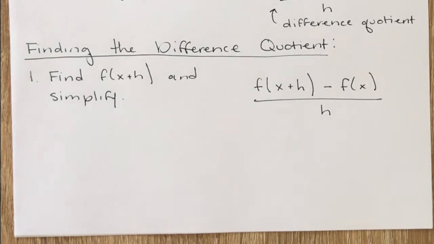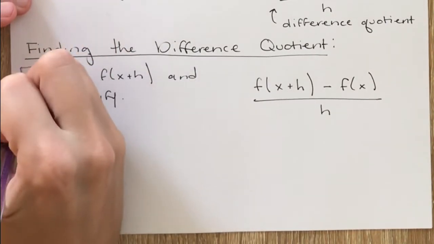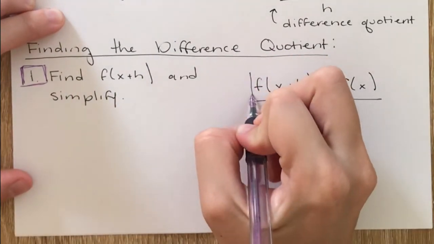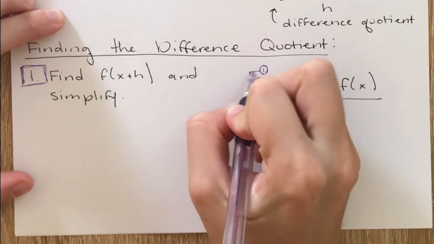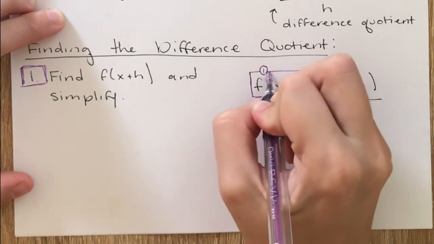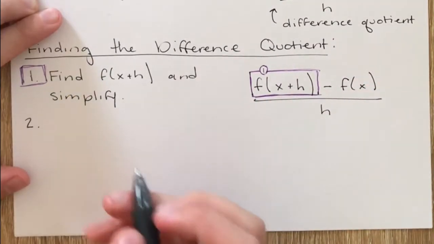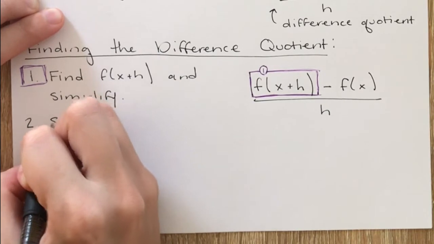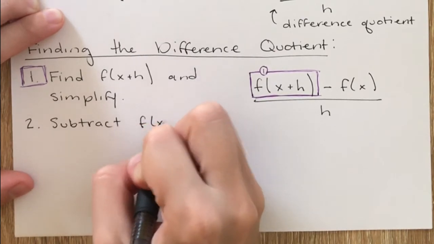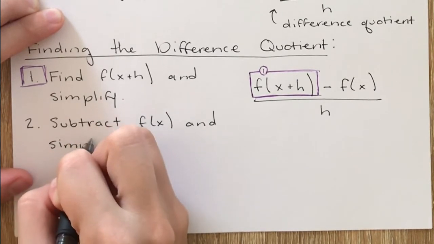I'm going to use a different color here to show what we're doing. So step 1, I'm going to show that in purple. Finding f of x plus h, that's this guy. So again, this is step 1, just finding this. Once we find that and simplify, we want to subtract f of x and simplify. Again, we're simplifying at every step.